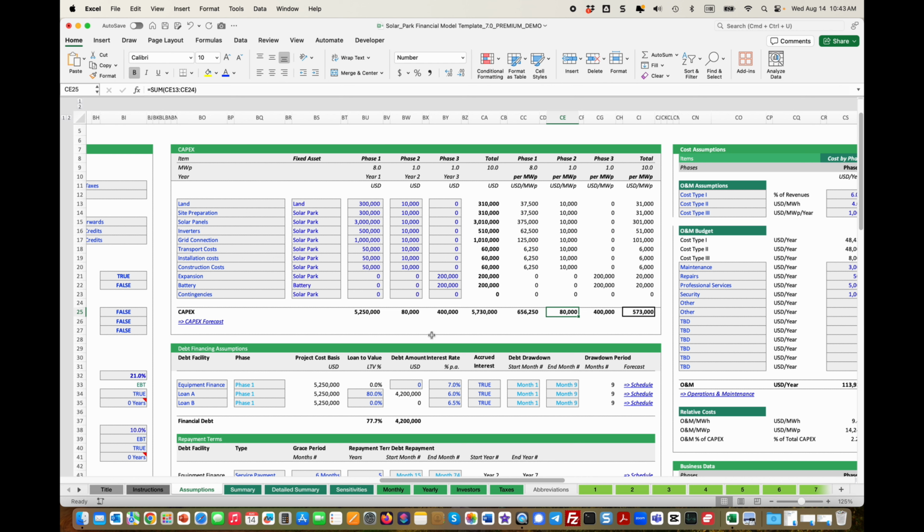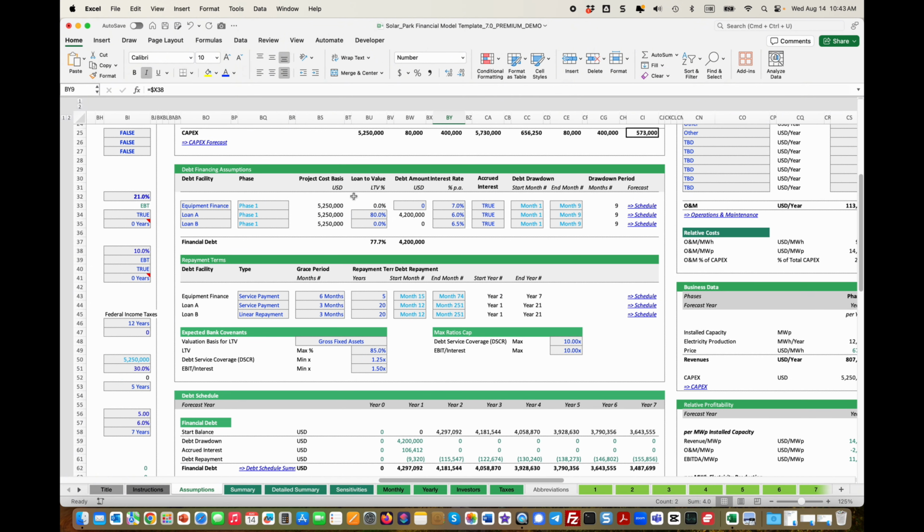We just want to know what's the relative cost, and then this number tells us the total CAPEX budget we're going to put in place. As you can see, phase 1, 8 megawatt in year 1, phase 2, 1 additional megawatt added in year 2, and phase 3, 1 additional megawatt added in year 3.